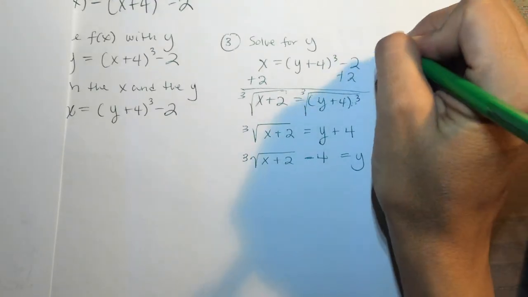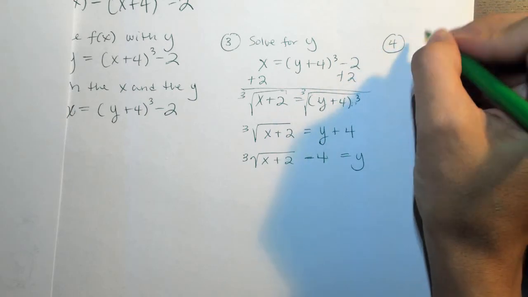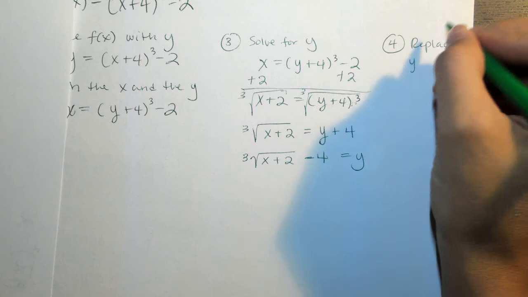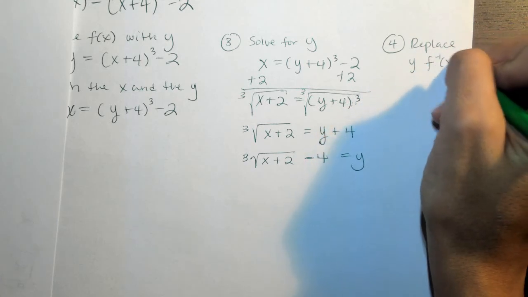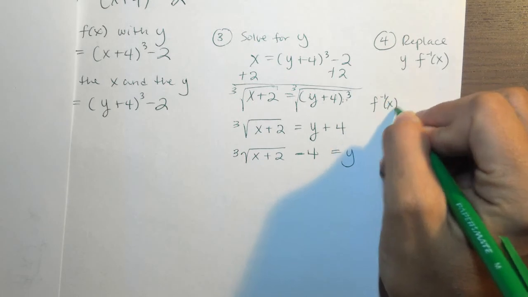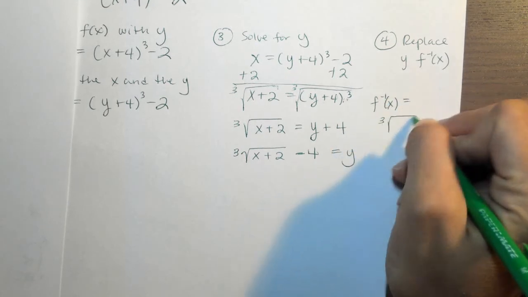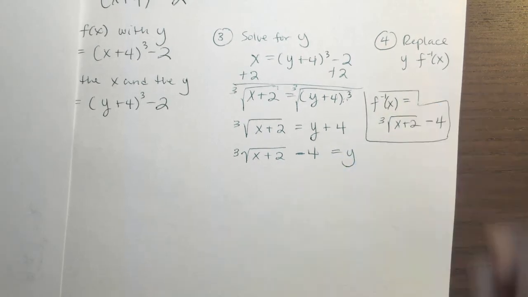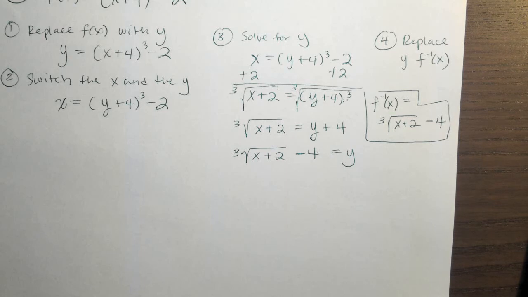And so the last step is you're going to rewrite. So you're going to replace your y with f inverse. That's function notation of the inverse. So it looks like this. f inverse of x equals the cube root of (x plus 2) minus 4. And there's our final answer. So that was number 20.